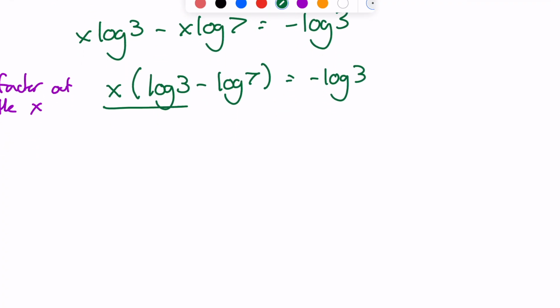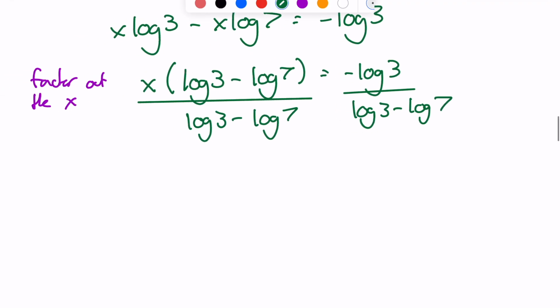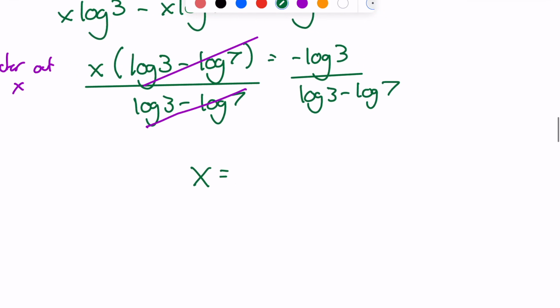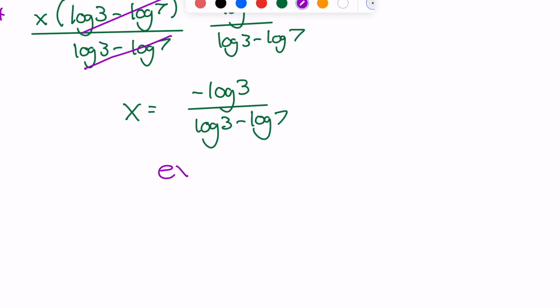Then we are going to divide by log 3 minus log 7, and you do that also to this side. So this also would have to be divided by log 3 minus log 7. So this bracket and this cancel, and you're just left with x being equal to negative log 3 all over log 3 minus log 7. So that would be your exact answer.